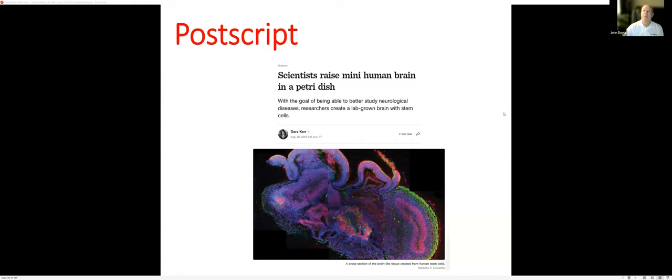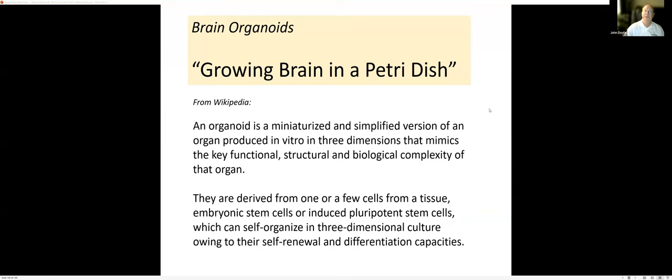Scientists are now developing mini human brains in a petri dish, which might be yet another form of computing machinery or artificial intelligence, or who knows what it is. With the goal of being able to study neurological diseases, researchers create lab-grown brains using stem cells. So you're growing a brain in a petri dish.